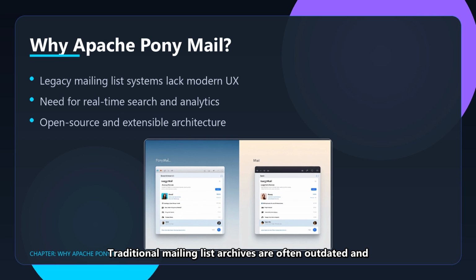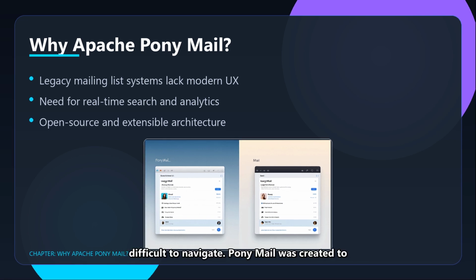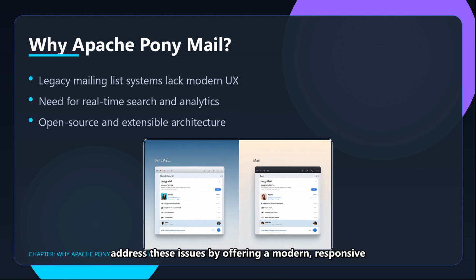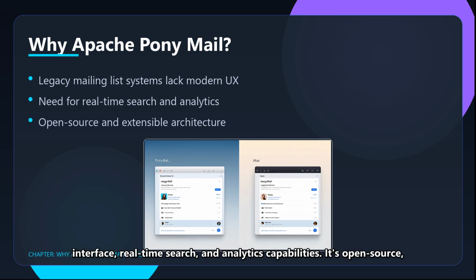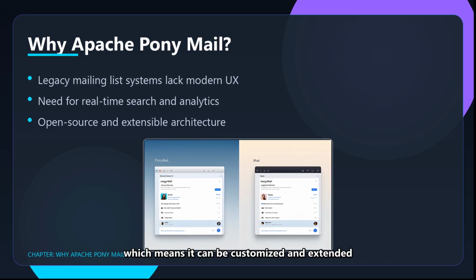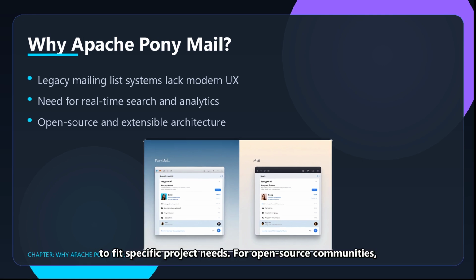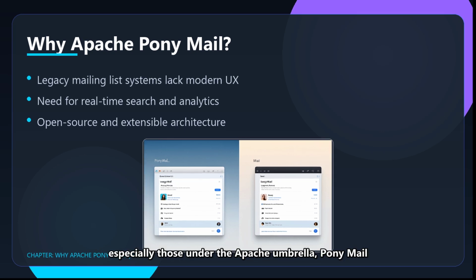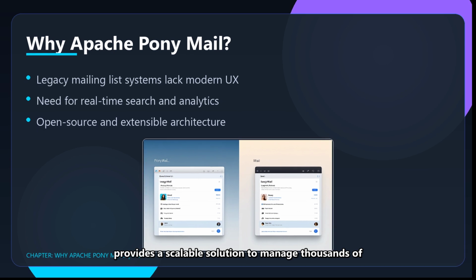Traditional mailing list archives are often outdated and difficult to navigate. Pony Mail was created to address these issues by offering a modern, responsive interface, real-time search, and analytics capabilities. It's open source, which means it can be customized and extended to fit specific project needs. For open source communities, especially those under the Apache umbrella, Pony Mail provides a scalable solution to manage thousands of email threads efficiently.